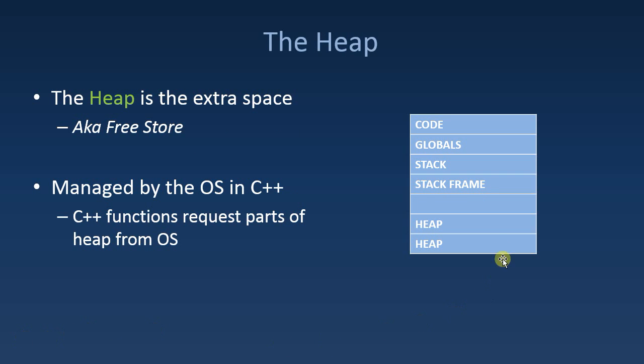There's another part of memory called the heap, or the free store, and this part of memory behaves differently. So the heap is managed by the operating system, by Windows or Mac or Linux or whatever. And the way C++ functions make use of it is they ask the operating system, hey, I would like a chunk of memory. Please give me a piece of memory out in that heap.